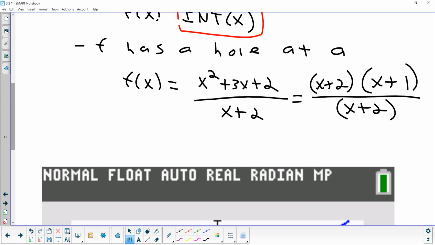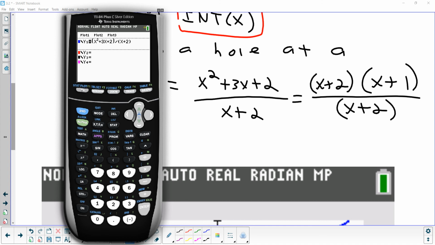Yep. You cancel out, leaving just x plus 1 to divide by 0. Right. Basically, this graph is this graph. It's almost the same thing. And it looks the same. It's not exactly the same.